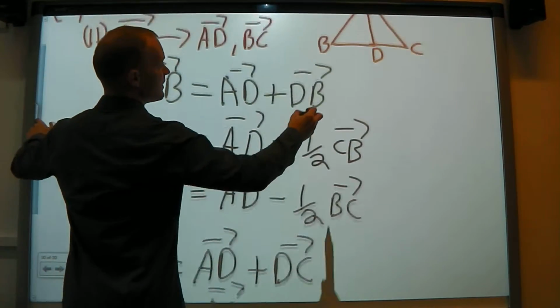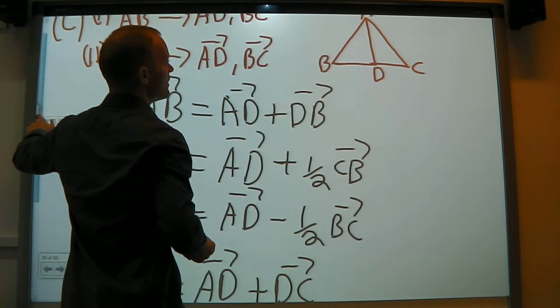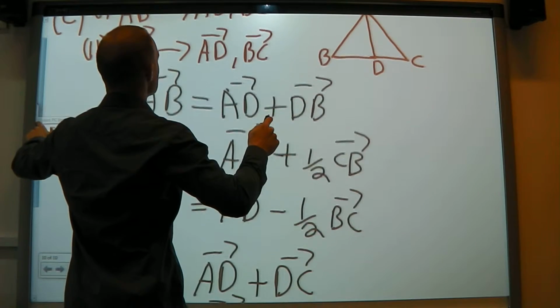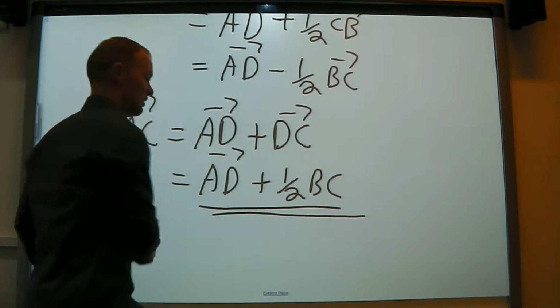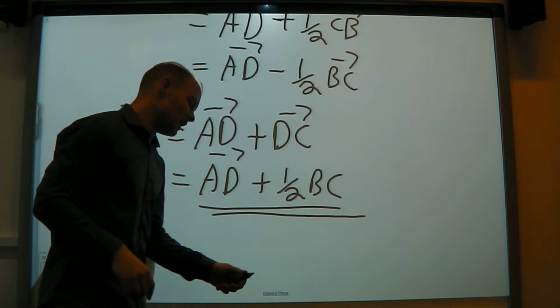As you can see here, the DC vector is half of BC, and they're going the same direction, so that is it there, plus half BC. It equals half BC. Very straightforward. So we just go on to the next part then.